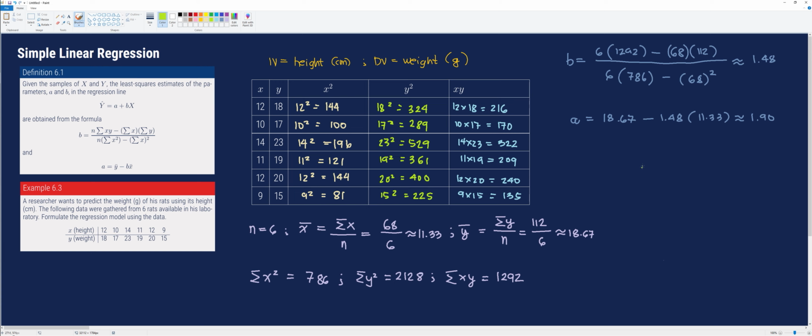And therefore, the regression equation is given by y hat is equal to 1.90, which is our a, plus 1.48, which is our b, times x. In other words, our y hat is our dependent variable, which is the weight, that is weight hat is equal to 1.90 plus 1.48 times the height.